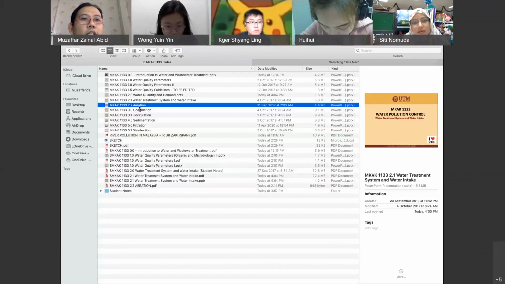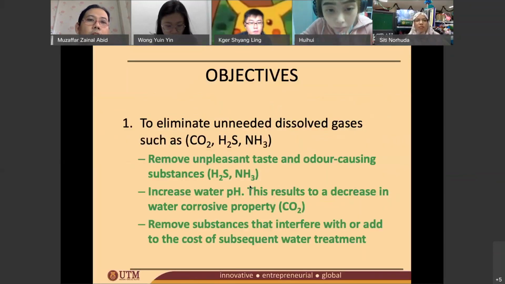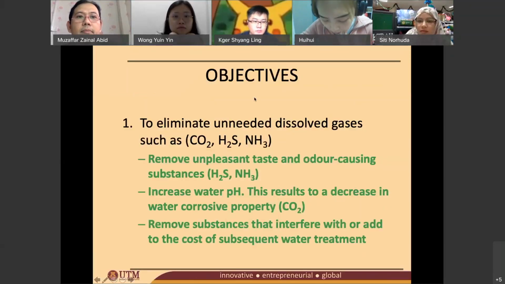And then aeration. These are the objectives, okay? The first objective is to remove unneeded gases such as carbon dioxide, hydrogen sulfide, and also ammonia.